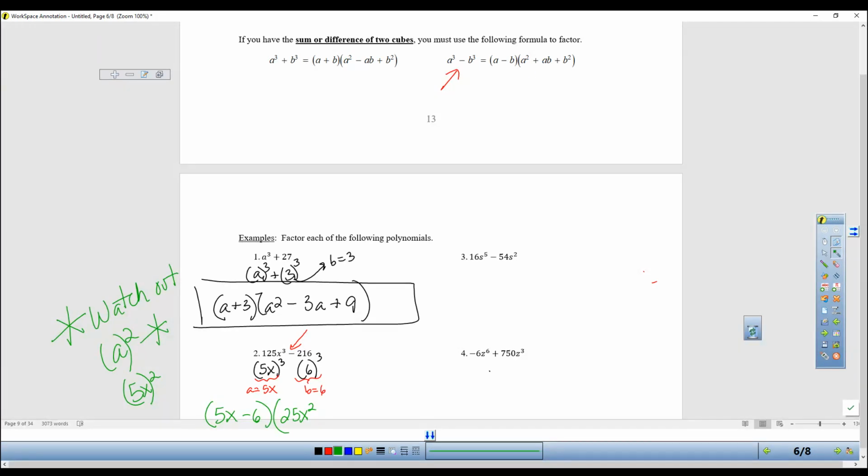Does that make sense? Whatever A is, make sure you square all of A. So if A is 5x, you want to square all of 5x, so 25x squared. And then I'm going to multiply A times B. So here's A and here's B. 5x times 6 is 30x. And then I'm going to do B squared. B is 6, and 6 squared is 36.